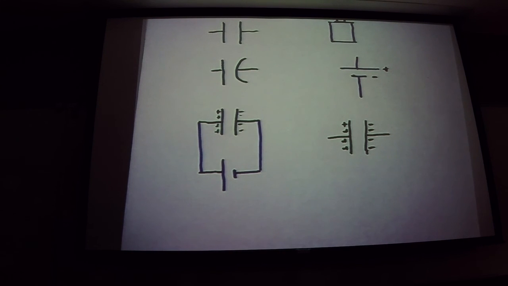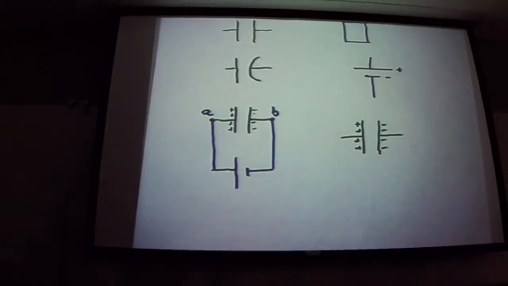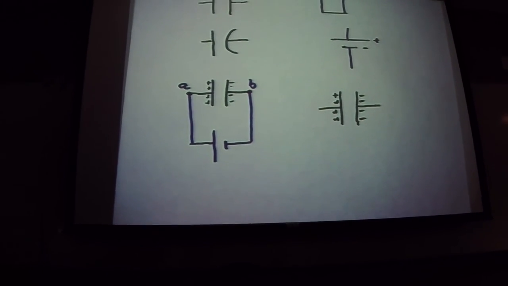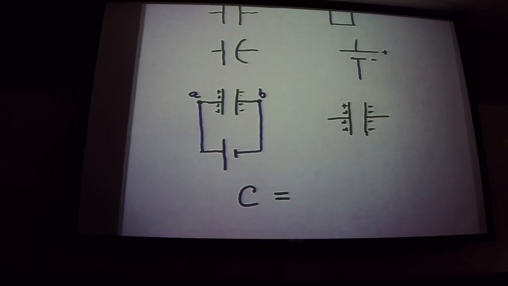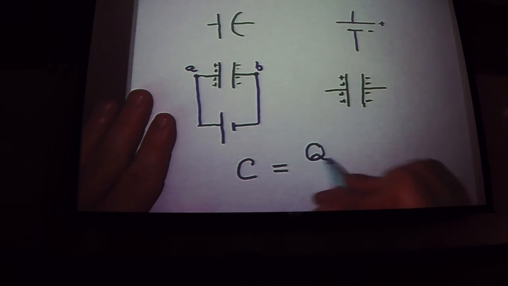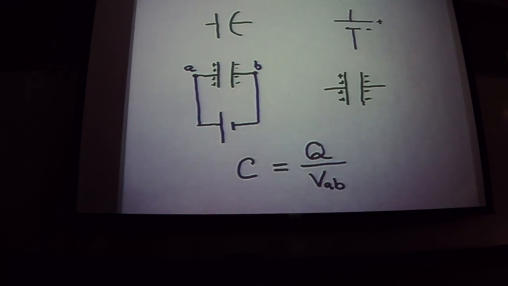All right, so we define a quantity called capacitance. So in other words, this is A and B, the two sides of the capacitor here. And what we say is that the capacitance is the amount of charge you can store divided by the amount of voltage you have to put across it.